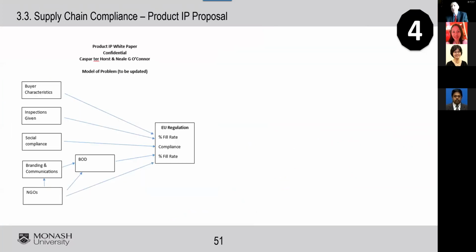And actually, I'm working with product IP to get details of the extent to which buyers have fulfilled their compliance requirements in the EU, which is a big issue at the moment. And there's a framework there for top down that we're working on.